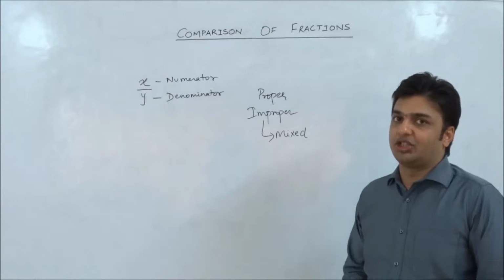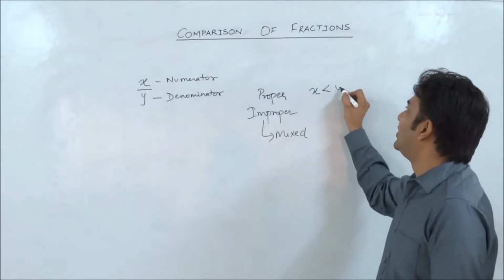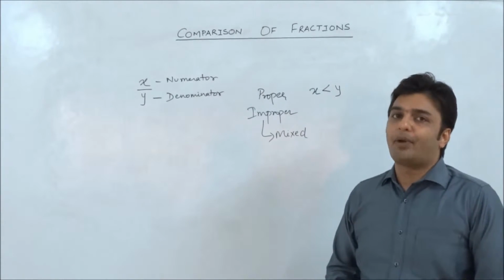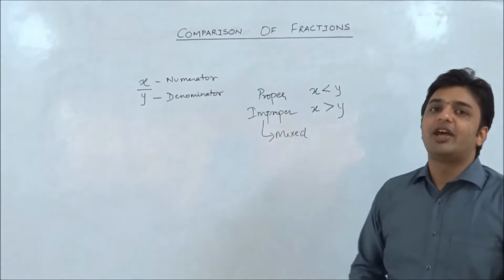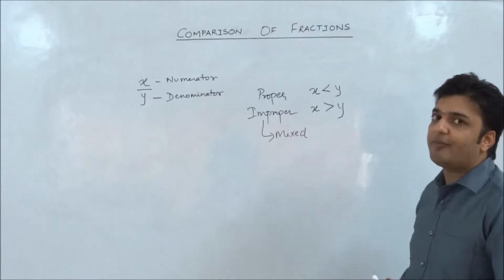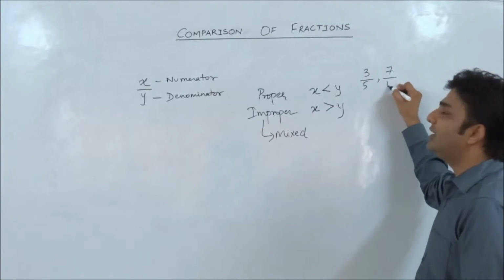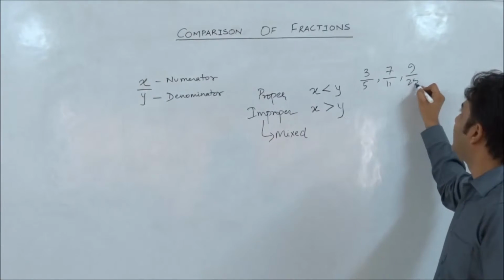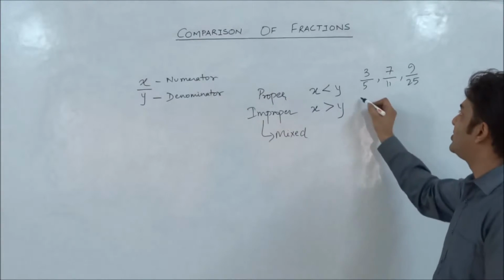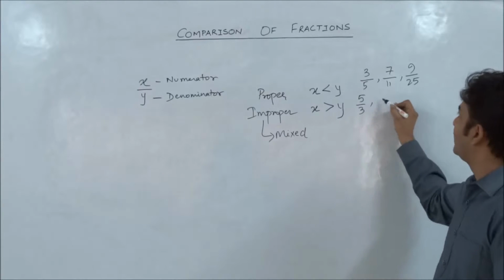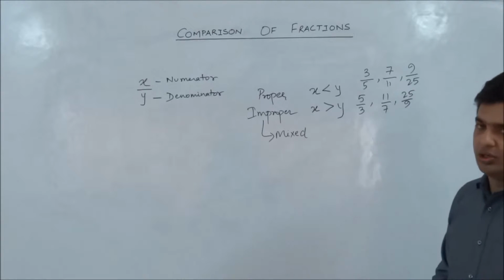So what is a proper fraction? A proper fraction is one in which the numerator is less than the denominator. And if the numerator is greater than the denominator, it becomes an improper fraction. Examples of proper fractions: 3 by 5, 7 by 11, 9 by 25. These are all examples of proper fractions. Improper fractions, we can write as 5 by 3, 11 by 7, 25 by 9 and so on.